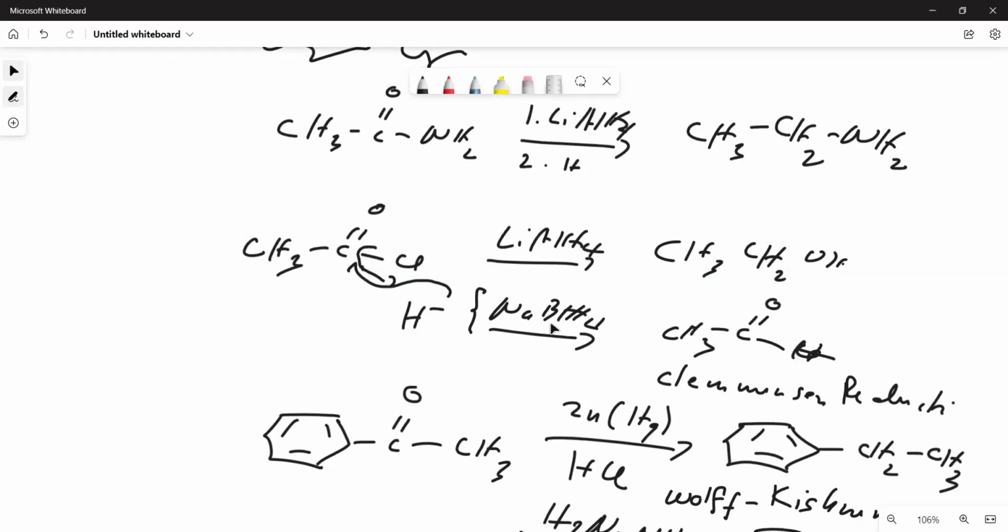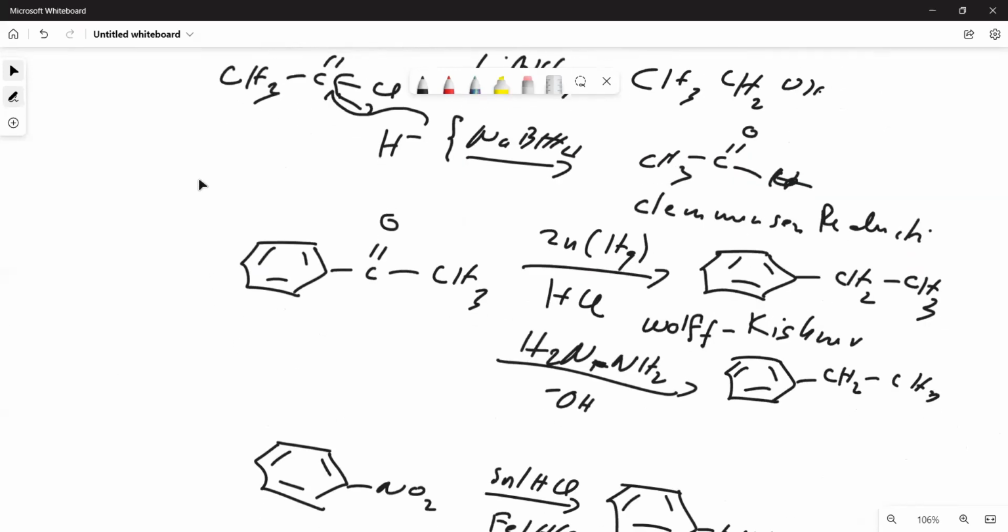Okay. Now, in the case of sodium borohydride, which is less reactive than lithium aluminum hydride, the reaction will only stop up to the aldehyde. Okay. Hanggang dyan lang.